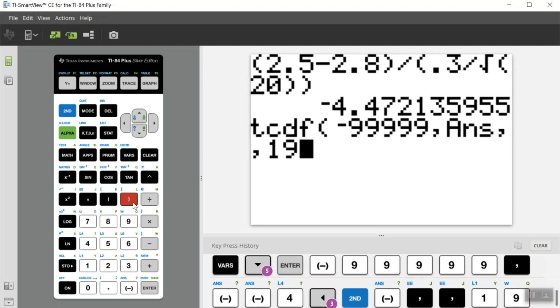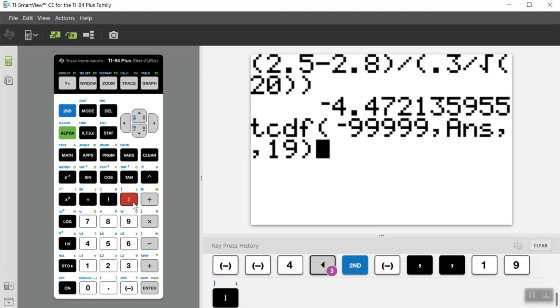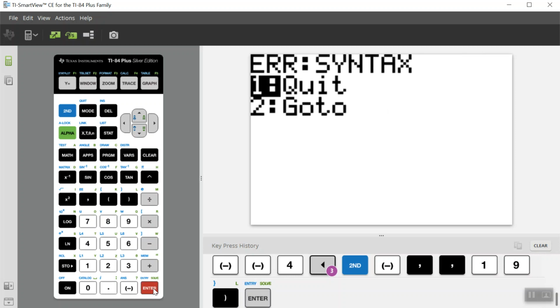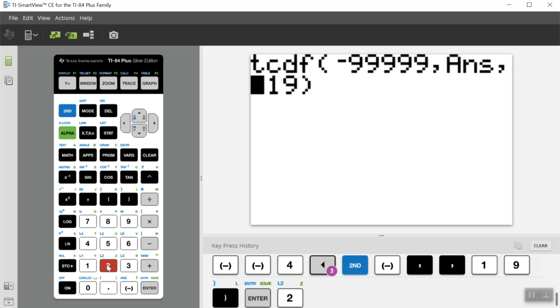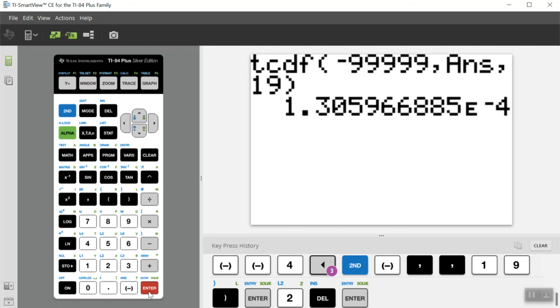A lot of students I see get errors doing this because they forget to put in the degrees of freedom. That's a very common thing. So we're going to type all that in, hit the enter key, and get our p-value. So I'm going to go ahead and do that. Error syntax. What did I do this time? Let's go to that syntax. Oh, I got 2 commas in there. That's the problem. Let's delete one. There's the delete key. And then hit enter. Now it works.